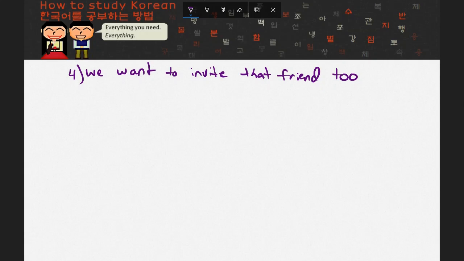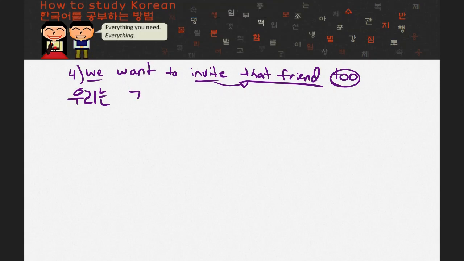Okay, the subject of the sentence is we, so I'm going to start by putting this here. Now, we want to indicate that we want to invite that friend, and that's really the object of the sentence. We want to invite that friend, but also that friend too. So that friend in Korean is, well, that is just 그, and 친구 is friend.